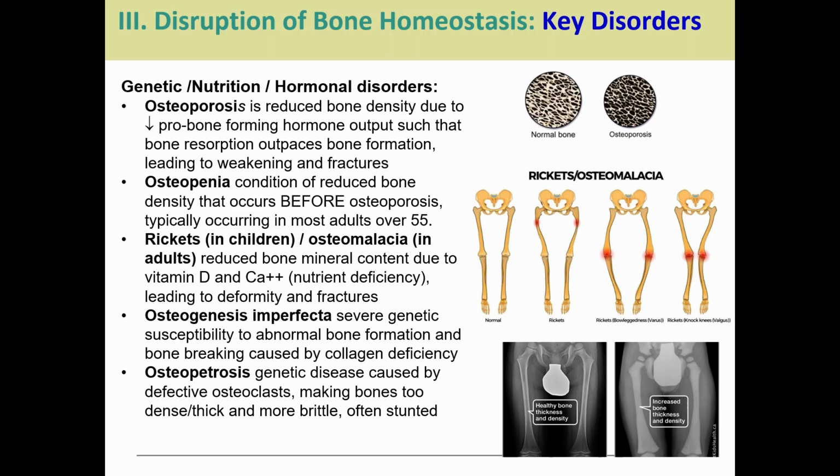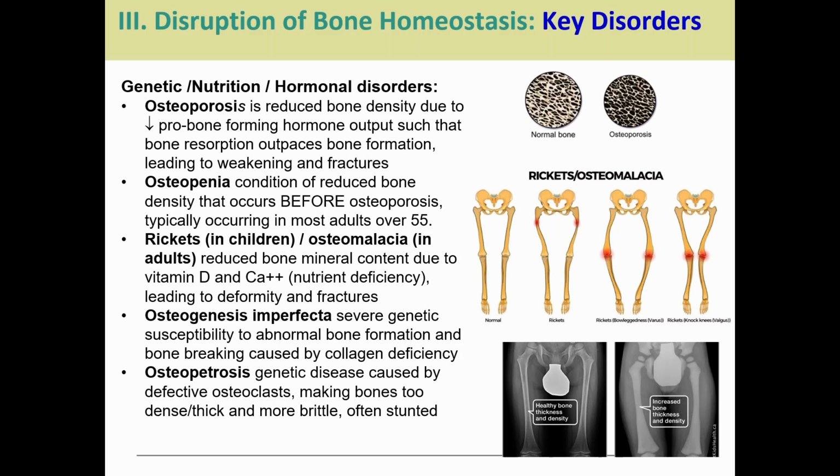Some are probably somewhat familiar, others not so much. But the first one is osteoporosis. This is something where basically you are breaking down more bone than you are laying down. So basically breaking more bone down, you're not building more up. So bone resorption is going to outpace formation. This is going to lead to weakening and fractures in the bone. This can happen for a variety of reasons.